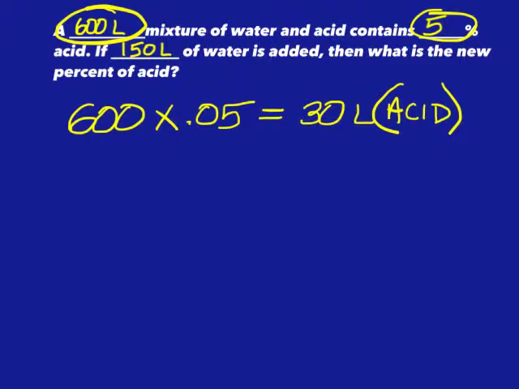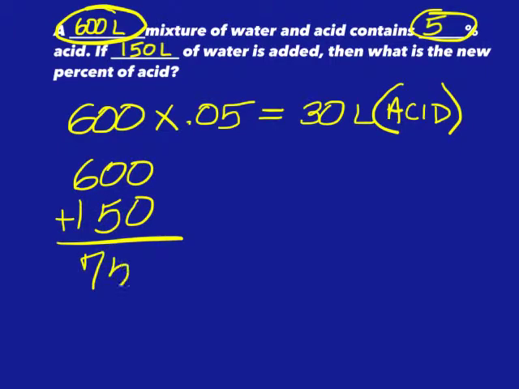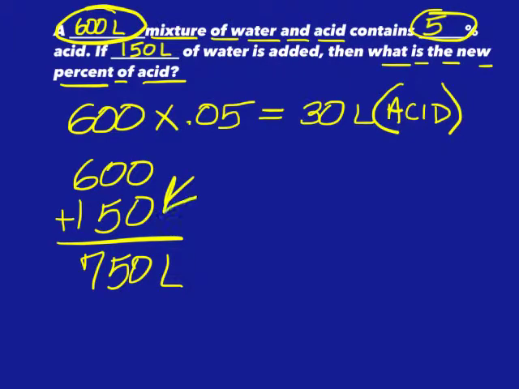Now, 600 is what you started with, and you're going to add 150 to that. You're adding 150 liters of water to the container. So if you start with 600 and you add 150, you're going to end up with 750 liters total of a mixture of water and acid. But what the question is asking is, what is the new percent of acid after you've added that water in here? You started with 600, you're adding 150 worth of water.